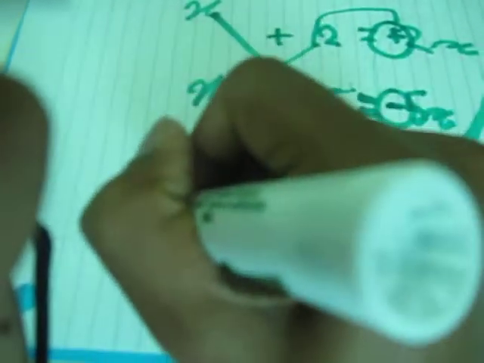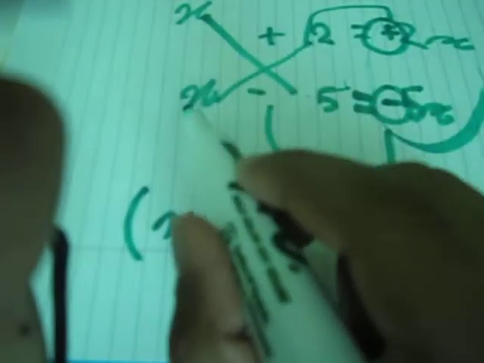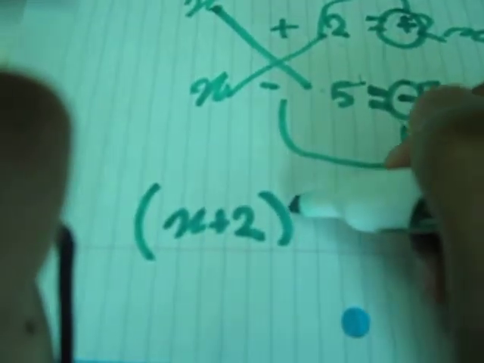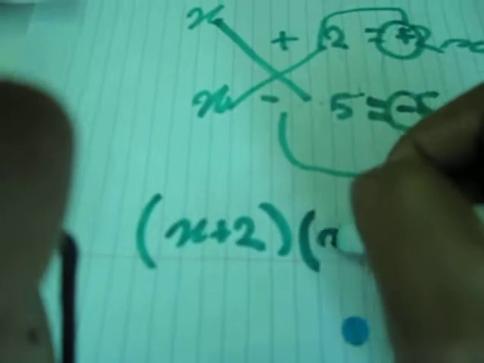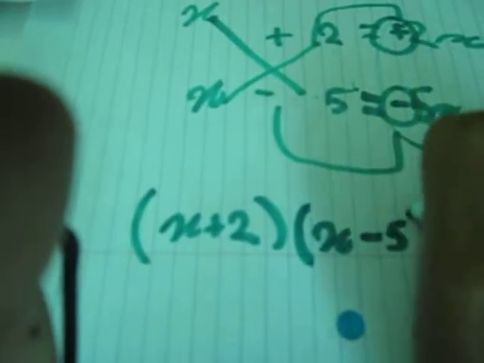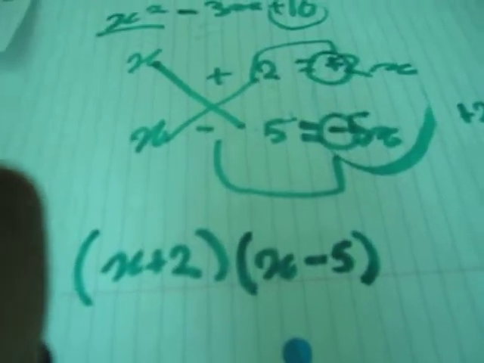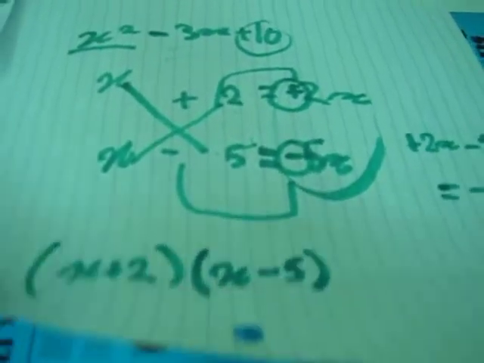So to factor this question, we have x plus 2, close bracket, now a new bracket, x minus 5. And that's the solution to that problem. Let's get another problem going.